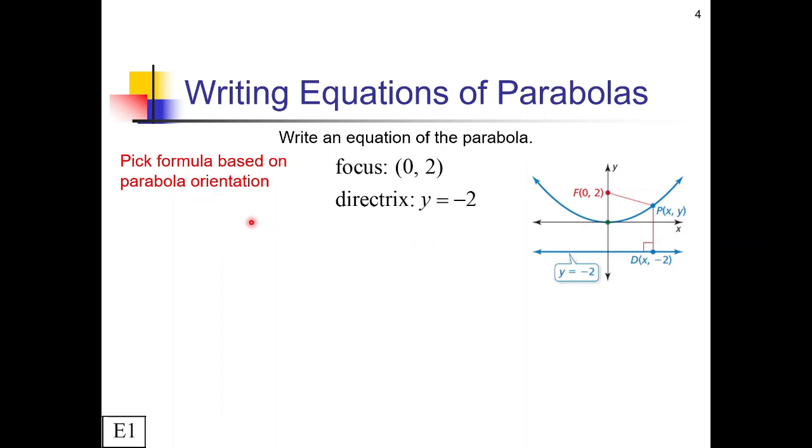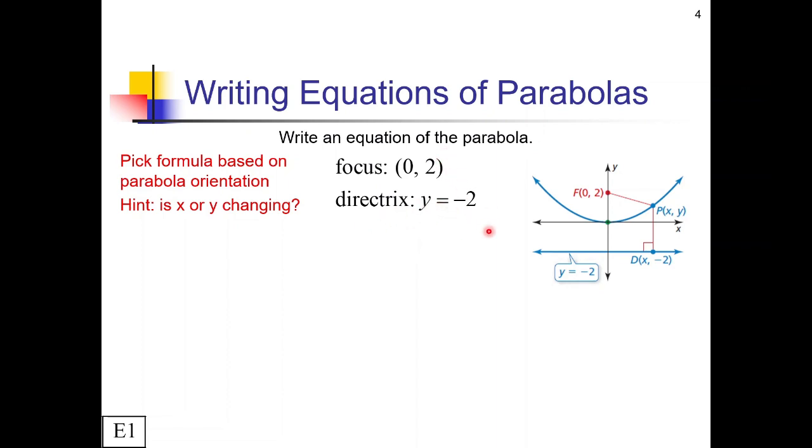One of these things that you could do is see if x or y is changing. Whichever variable is changing, you're going to write that variable equals for the formula. In this case, that wouldn't be helpful because they gave you a focus and they didn't really give you anything else. I mean, this is a y value here, -2. So if we're changing from 2 to -2, that would suggest it's y equals.